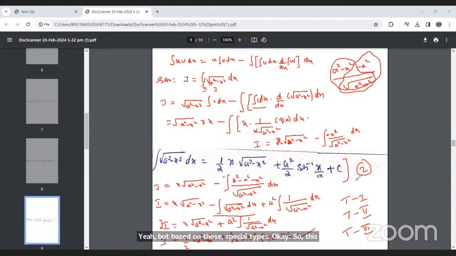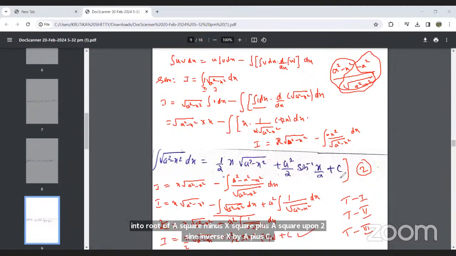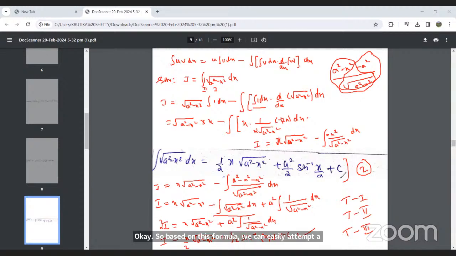Next we will shift our focus to application of integration. Based on this formula, integration of root of a square minus x square dx is equal to 1 upon 2 x into root of a square minus x square plus a square upon 2 sine inverse x by a plus c, we can easily attempt a 5 mark question on application of integration. So that we will be discussing now. Till here the proof is clear. Have all understood?